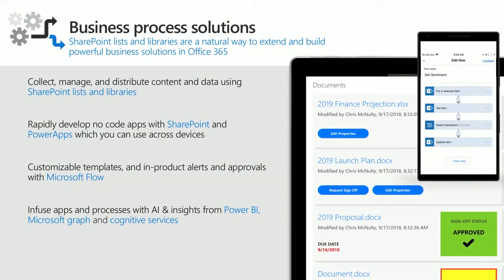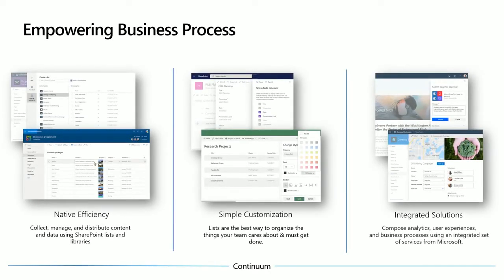Business process solutions in SharePoint really start with SharePoint lists and libraries because we see them as a natural way to extend and build your business process, right? You can build structured data, and you can track, organize, and collaborate with lists and libraries. You can also integrate them with powerful solutions, whether custom solutions or the low-code platform we have with Power Automate and Power Apps, and also analyze data through Power BI, which is again the same Power Platform. So it's all about empowering business processes, right?